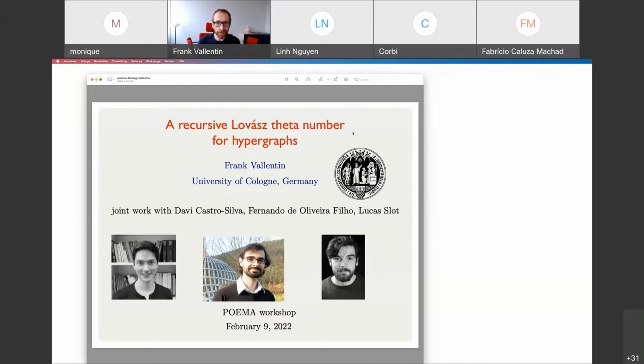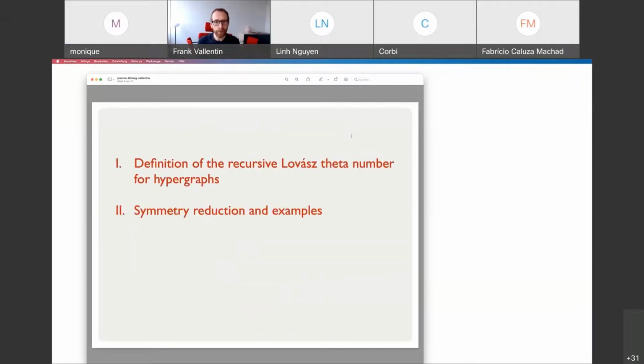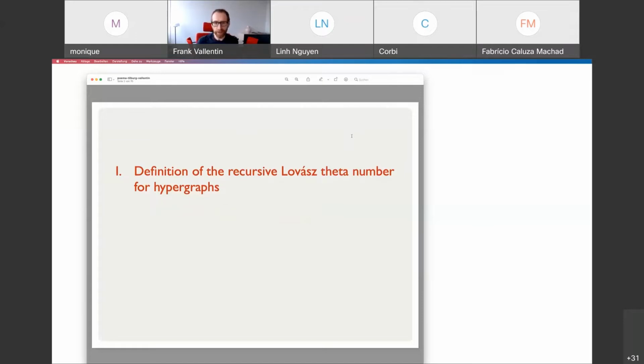All right, so the talk will be subdivided essentially into 2 parts. The first part will be that I will motivate and define our new recursive Lovász Theta number for hypergraphs. That's really the first half. In the second half, I want to show you some examples. And the examples have a lot of symmetries. And for this reason, we will talk about how we can use symmetry reduction techniques in order to work with these examples. But first of all, let's start with the definition and the motivation for this recursive Lovász Theta number.